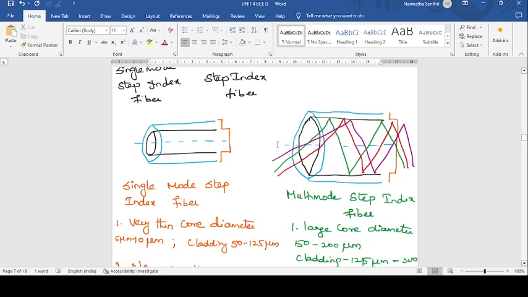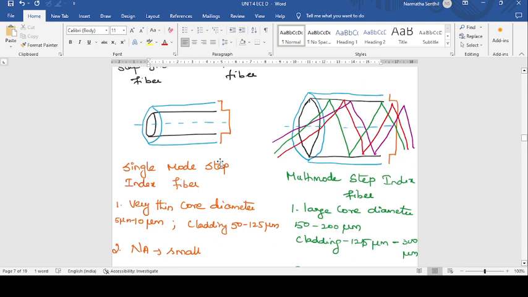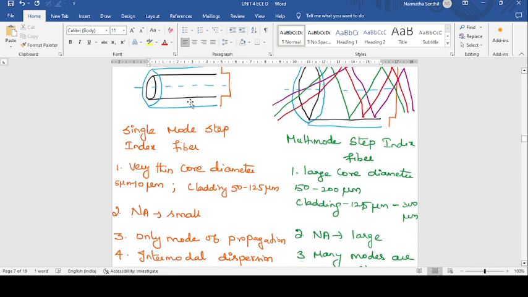Step index fiber is generally defined as follows: if the variation of the refractive index of core and cladding takes place in the form of a step, then it is called the step index fiber. If this takes place in single mode, it is called a single mode step index fiber. If this happens in multi-mode, it is called a multi-mode step index fiber.